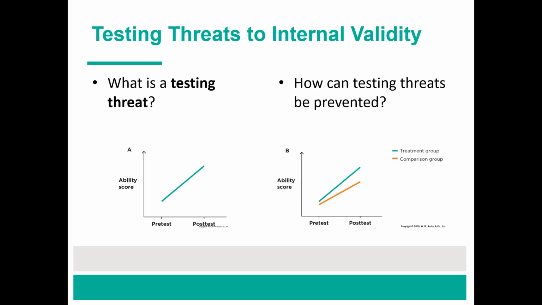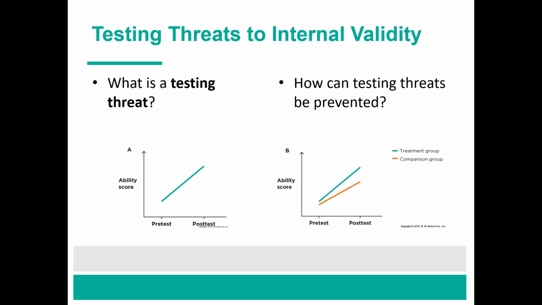The fifth threat is known as a testing threat. Testing threat is a type of order effect in which there is a change in participants as a result of experiencing the dependent variable, or the test, more than once. Their scores might go up due to practice, known as a practice effect, or their scores might go down due to fatigue, known as a fatigue effect.